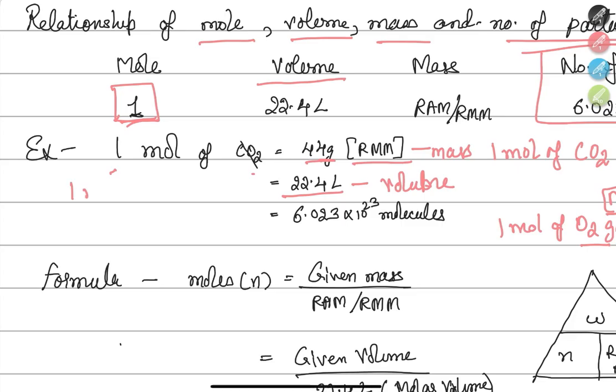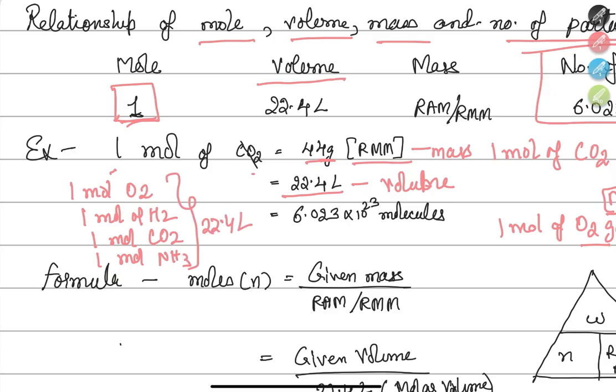So if I say 1 mole of oxygen, 1 mole of hydrogen, 1 mole of carbon dioxide, or 1 mole of ammonia gas, how much volume are they occupying? That is the standard molar volume, 22.4 liter. Or if they ask how many molecules 1 mole of all these gases occupy, we can say the Avogadro number, which is 6.023 into 10 raised to the power 23. The difference will come in the masses.